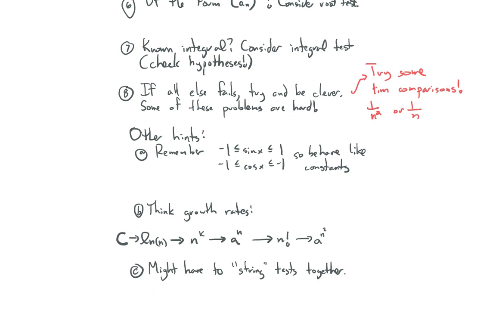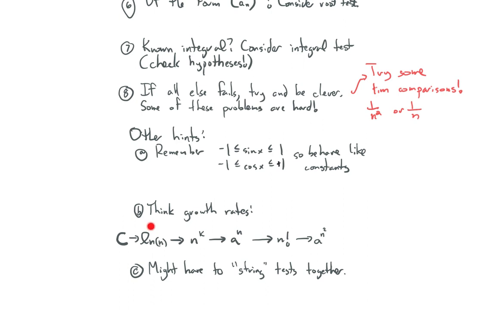A few other hints come up. Remember that if you see a trig function, like especially sine and cosine, they're always bounded between -1 and 1. I don't know why that's a negative there. That should be a positive 1. You can think of these as behaving like a constant.